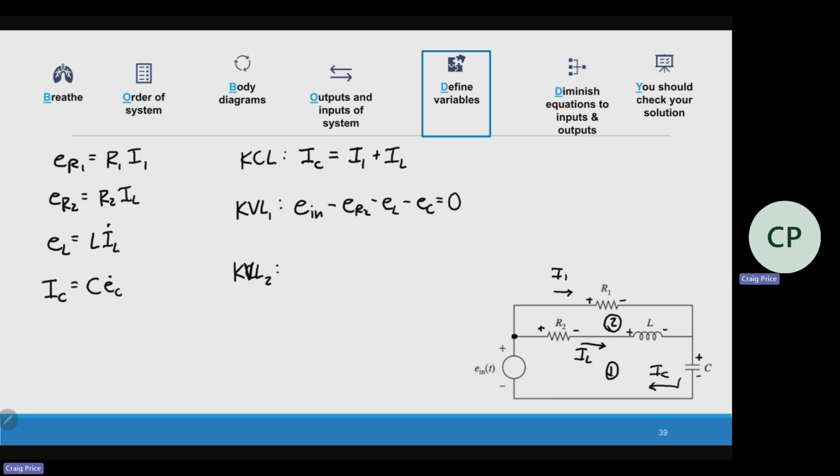So positive EN, everything else is negative. Those are all drops. That should get me back to where I started, equal to 0. So we could say that EN is equal to ER2 plus EL plus EC.